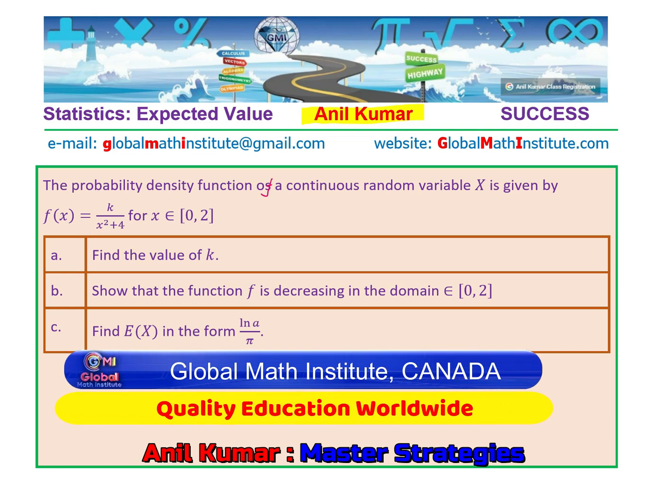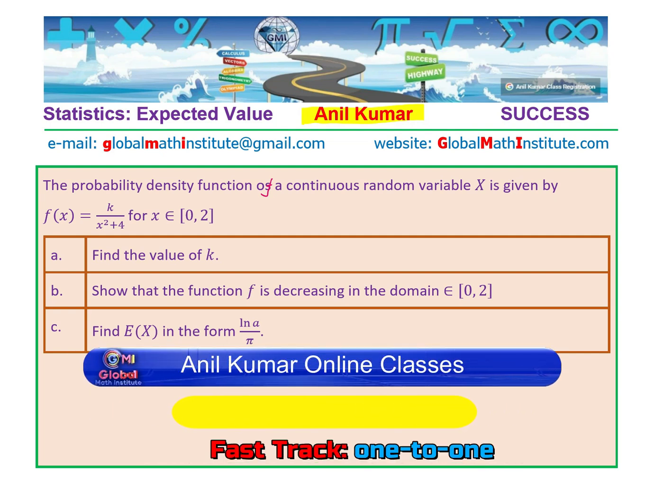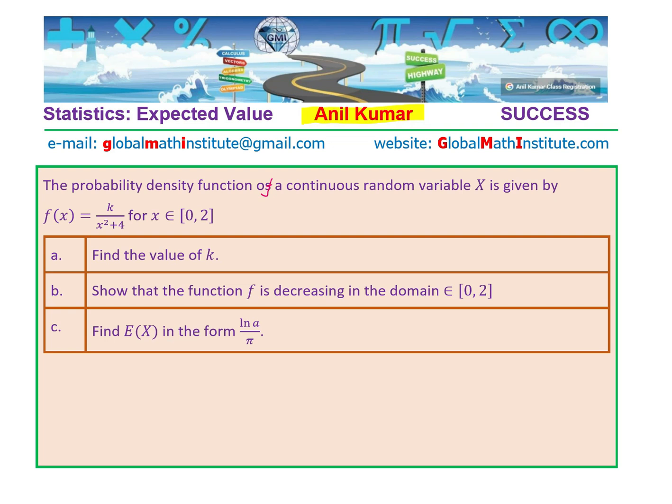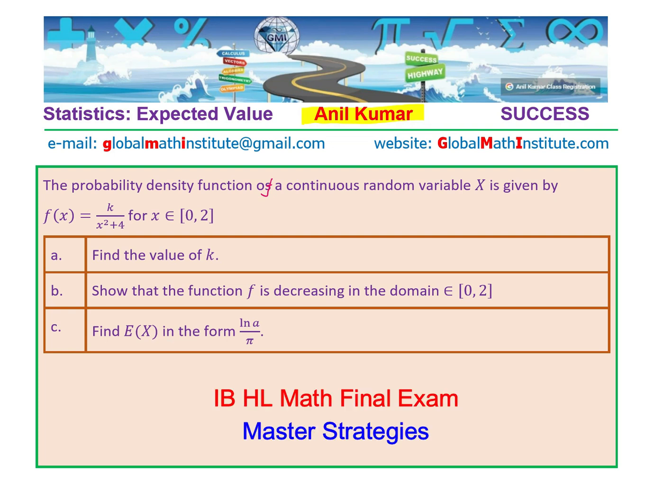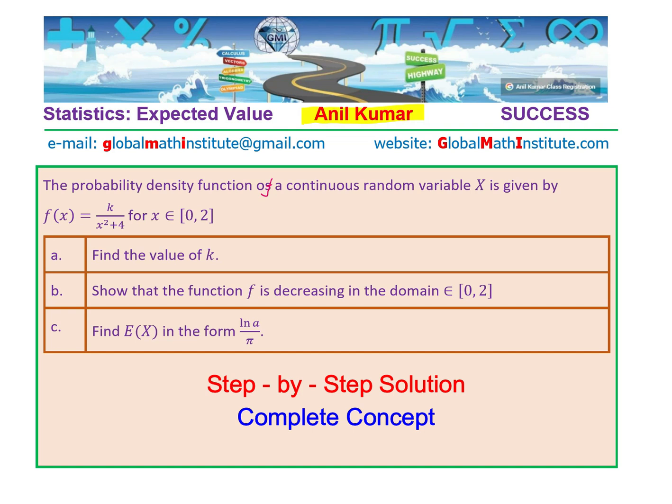The probability density function of a continuous random variable x is given by f of x equals k over x squared plus 4, where k belongs to the closed interval 0 to 2. Part A: find the value of k. Part B: show that the function f is decreasing in the domain 0 to 2. Part C: find the expected value in the form ln a over pi. Perfect. You can always pause the video and answer the question.